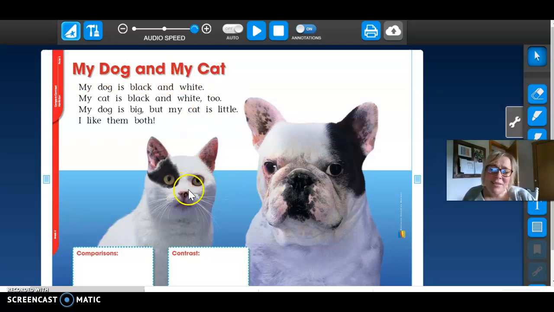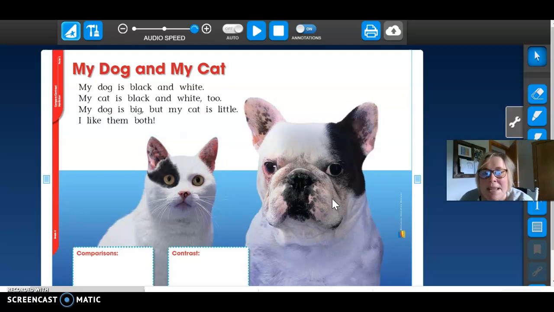So when we look at this picture right away, there are some things we notice that are the same about the dog and the cat, and there are some things that we notice are different. So some comparisons, some ways that we could say they are the same, is when I look at them, what do you notice? What's the same? Did you say that they're both white with a black spot? Because that's something that's the same about them. They're both animals.